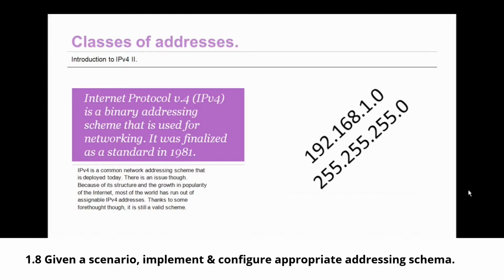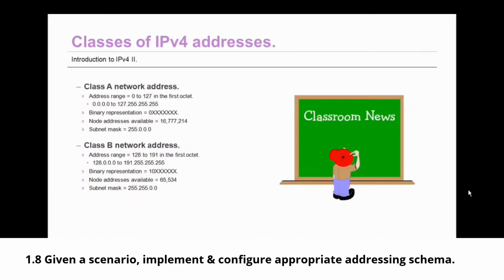There is an issue, though, with IPv4. Because of its structure and the growth and popularity of the internet, most of the world has run out of assignable IPv4 addresses. But thanks to some forethought, it's still a valid scheme today. We need to talk about classes of IPv4 addresses, and we begin with a Class A network address.